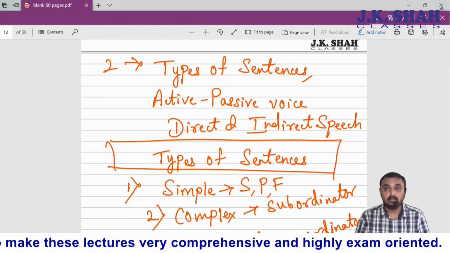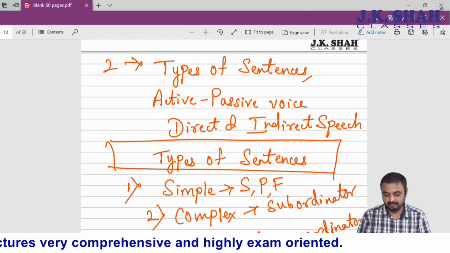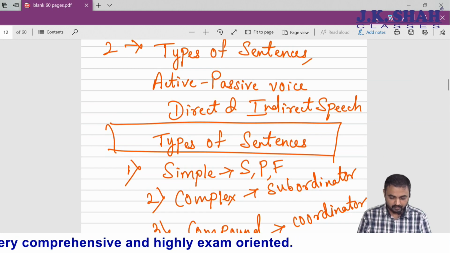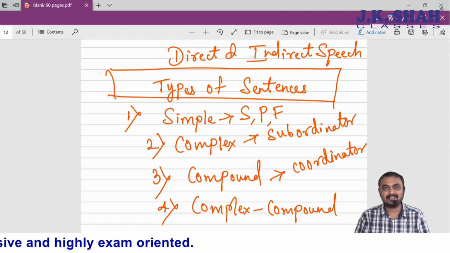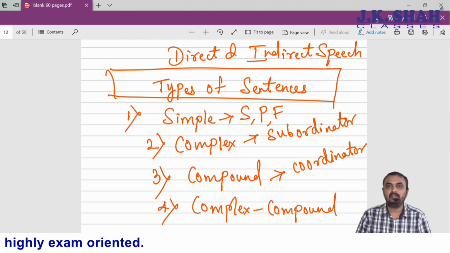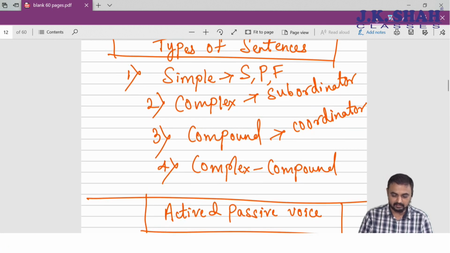Second topic, types of sentences, active voice and passive voice, direct indirect speech. First of all, if we speak about types of sentences, what is a sentence? A sentence can be defined as a group of words which makes complete sense to the reader. There are four types of sentences.